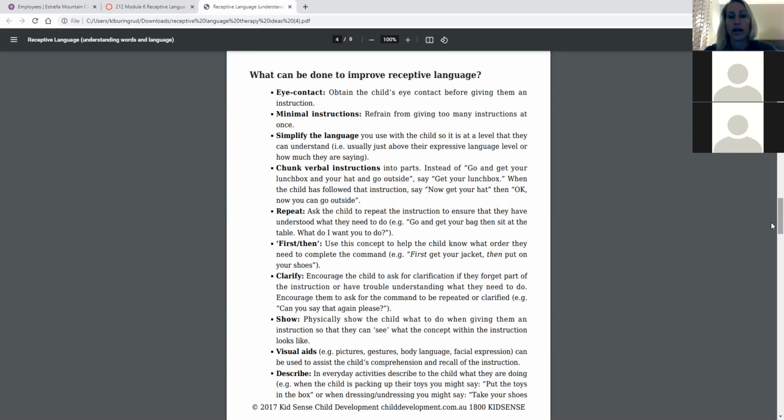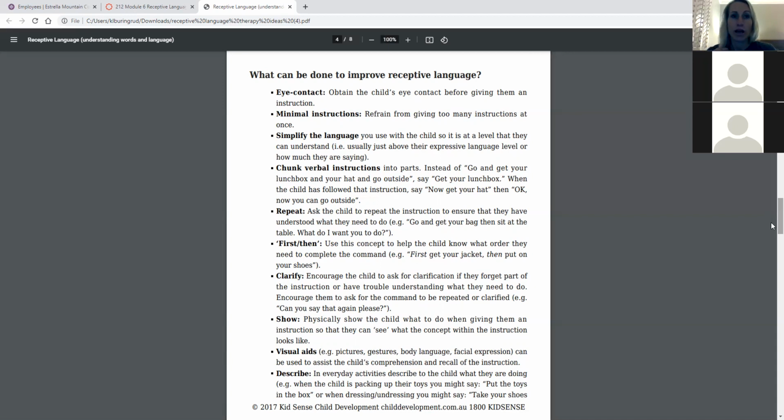So, chunking verbal instructions. Here's a good example: go and get your lunchbox and your hat and go outside. Okay, get your lunchbox. That's step one. Now get your hat. Oftentimes we call that scaffolding. Let's scaffold information, scaffold the directions. Repeat. Oftentimes what I do as a strategy is have them repeat what I just said, and when they repeat, it starts to give me information about what they're actually listening to.